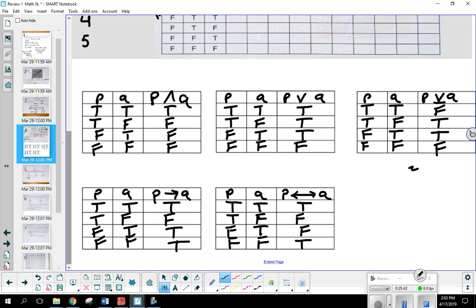Okay. And I went ahead and left this last one here. What is it when the arrow goes both ways? That started with an E. That's equivalence. Okay.